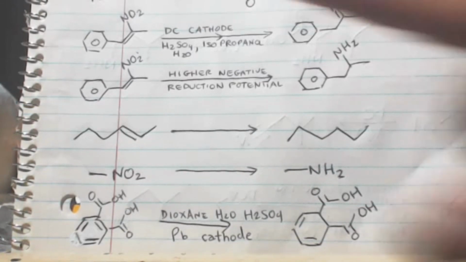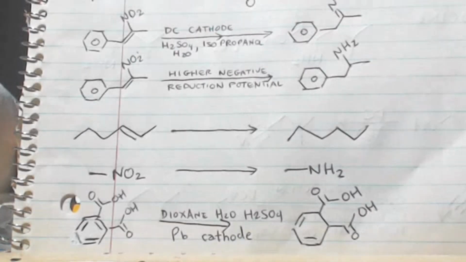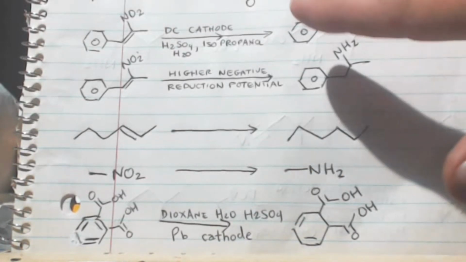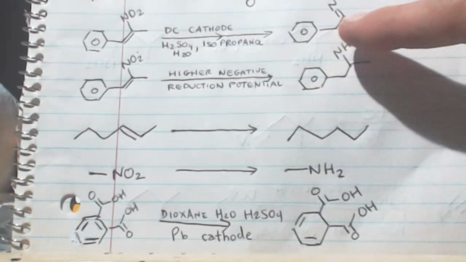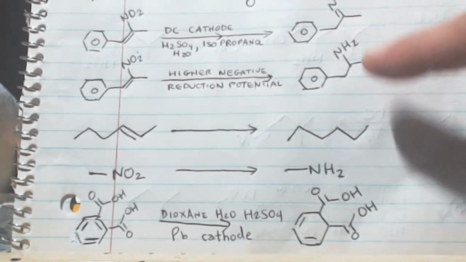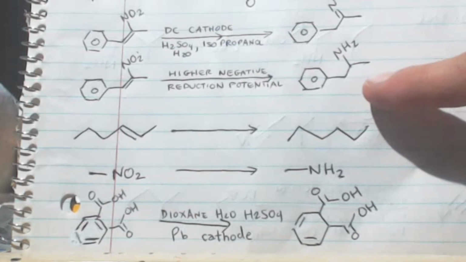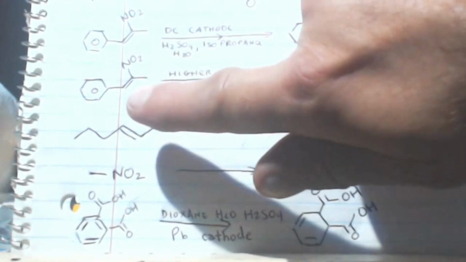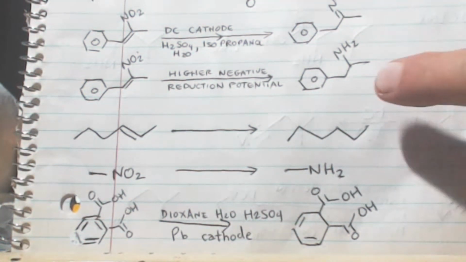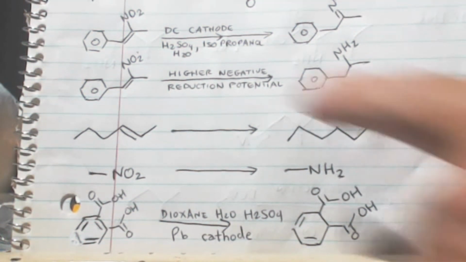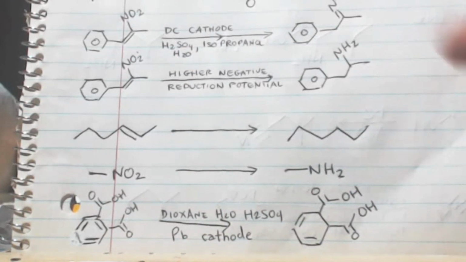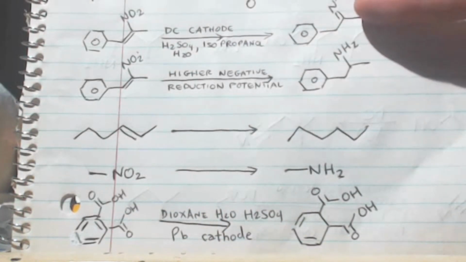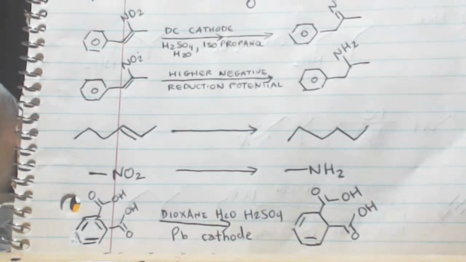But another thing you can do is take your nitroalkene and use higher voltage. Everything's pretty much the same, but instead of making an oxime, you're going to make an amine. And in both cases, you'll notice you're taking out the double bond and making it into a single bond. You're taking the oxygens off of the nitrogen group and putting hydrogens. On this one, you're making your oxime. But in both cases, you're making a single bond.